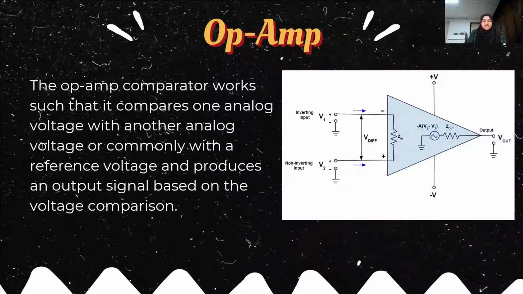Now, let's understand more about the operational amplifier. The operational amplifier comparator works such that it compares one analog voltage with another analog voltage, or commonly with a reference voltage, and produces an output signal based on the voltage comparison.